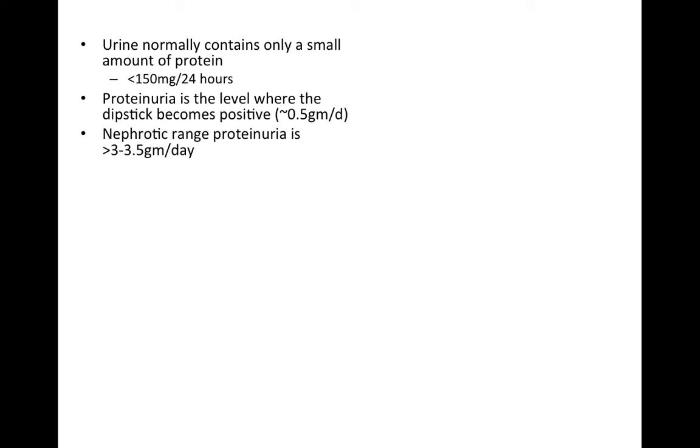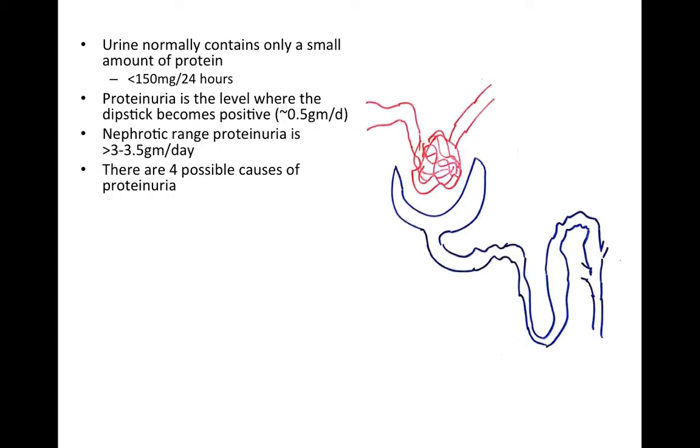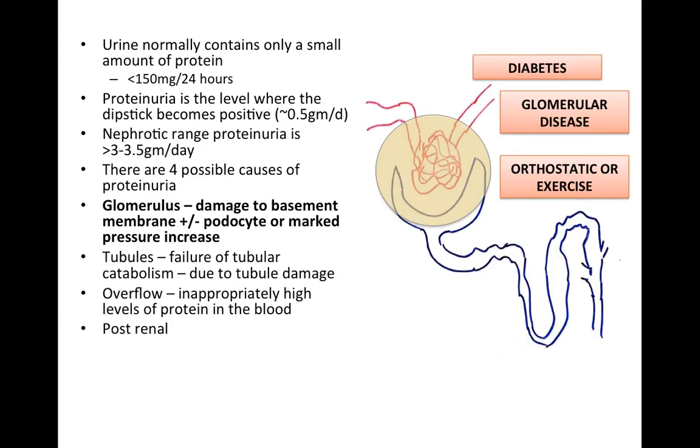Nephrotic range proteinuria is when you're losing 3.5 grams of protein a day. There's only 4 ways you're going to end up getting protein in the urine, and you've got to understand the nephron to look at it. So just briefly, you can have problems up the top with the glomerulus, and that's where diabetes causes most of its problems. You can have problems with glomerular disease, such as glomerulonephritis, and you can also get problems with orthostatic proteinuria and exercise proteinuria, which I'm not really going to talk about today.